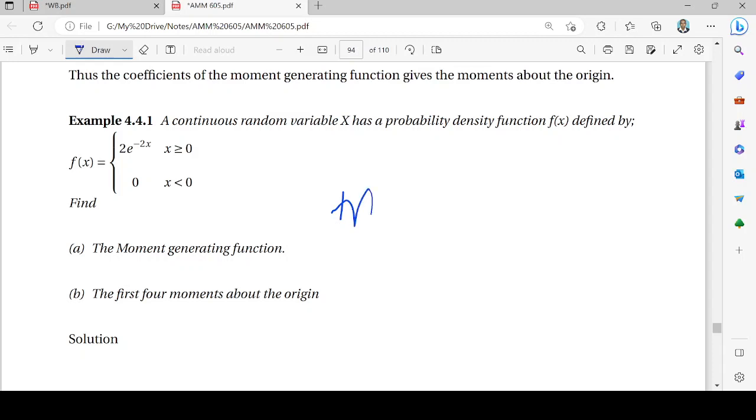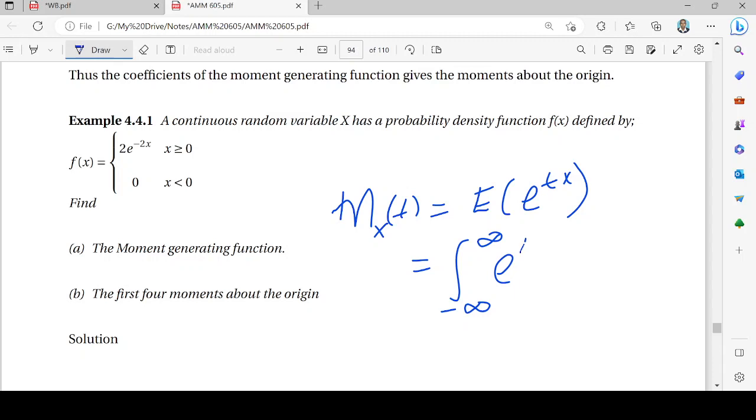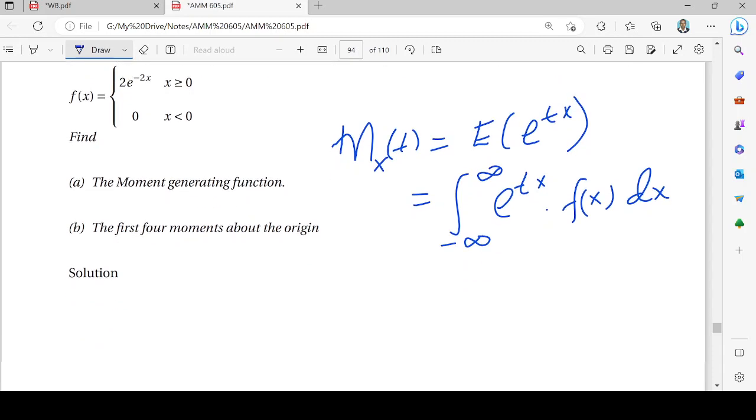So we shall find the moment generating function, which is the expected value of e raised to power tx. By definition, this will be the integral from minus infinity to infinity of e raised to power tx times f of x, and we integrate with respect to x. But now, when we are dealing with this function, you see that the function is 0 whenever x is negative, and the function is 2 times e raised to power negative 2x whenever x is non-negative. So in this case, 0 is the boundary. On this side, f of x is equal to 0. On this side, f of x is equal to 2 e raised to power negative 2x.